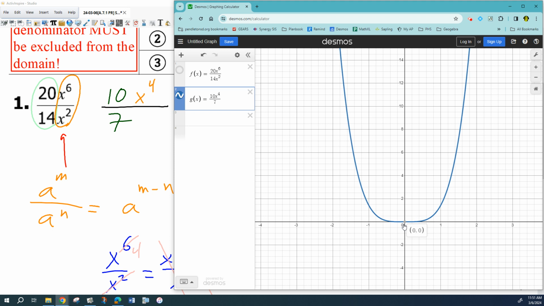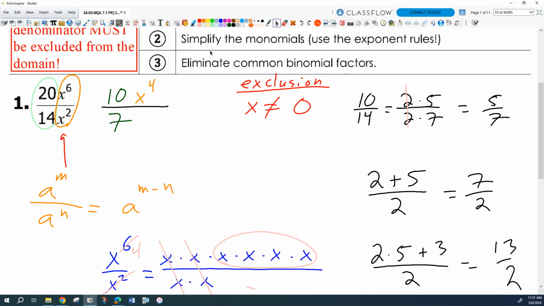Well, because look at the second function. There's no x on the bottom, so Desmos doesn't know that x can't be 0, right? That's why, but we need the functions to be identical. So the simplified one looks like a function with no exclusions. That's why we have to include that exclusion with our answer, because we still need to have the hole.